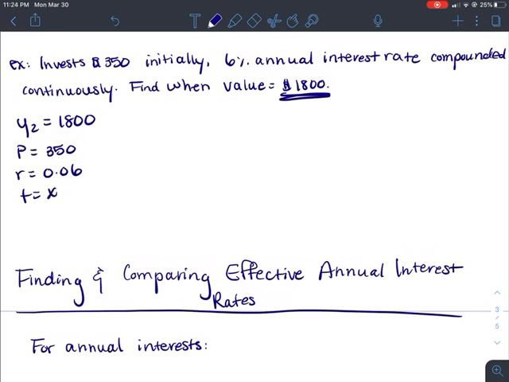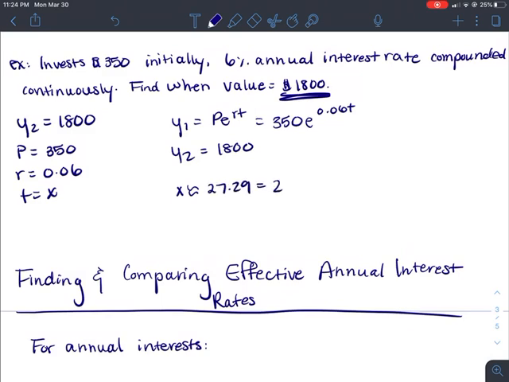T is time. So I'm going to do Y1 equals PERT, which gives me 350 times e raised to 0.06T. Okay, so this is going to be what you plug into your Y1 value. Your Y2 is going to be 1,800. When you graph this and find the intersection, you're going to get about, so X is 27.29, which is 27.3 years.